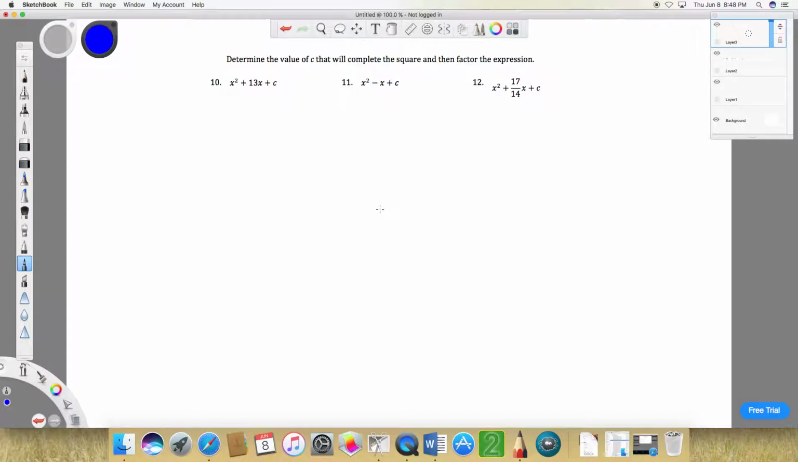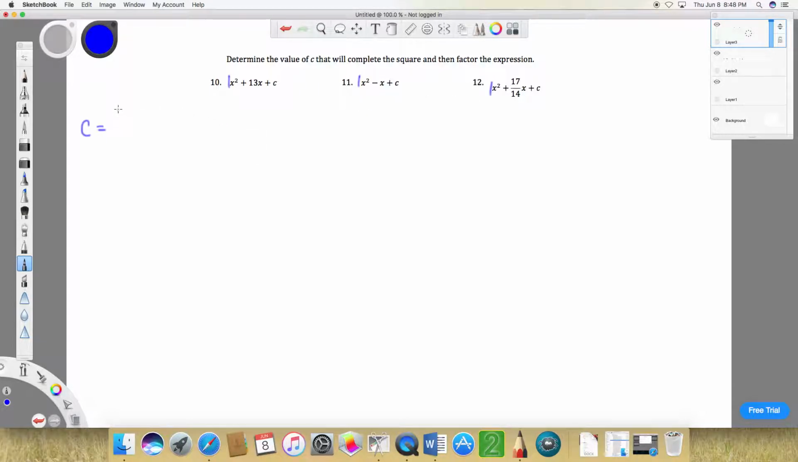All right, so let's take a look at these three problems. The directions say determine the value of c that will complete the square and then factor the expression. So to determine this c, what you want to do is to first make sure that the leading coefficient of this a is 1, and for each of these problems, the a is 1. So that's taken care of.